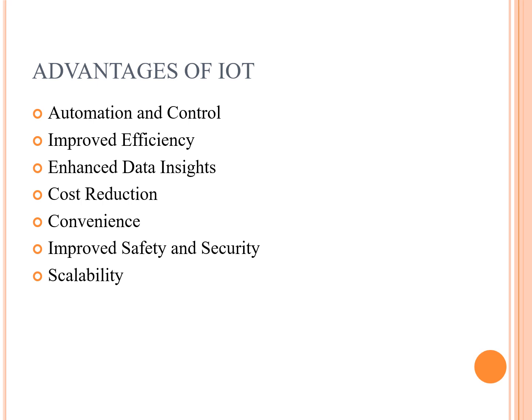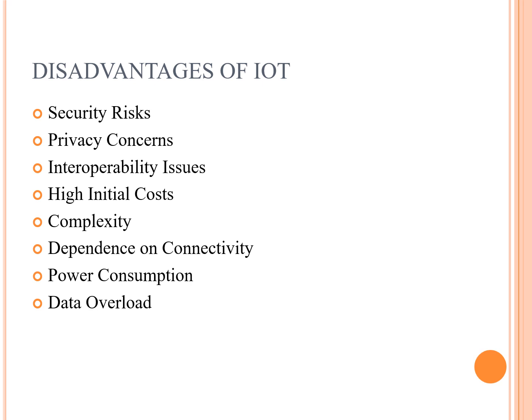The main advantages of IoT are automation and control. It's very useful. Improved efficiency in every product we have, enhanced data insights from the data processing layers, and cost reduction, and convenience, as it is easy to access. Next one is improved safety and security related to IoT devices. Next one is scalability.